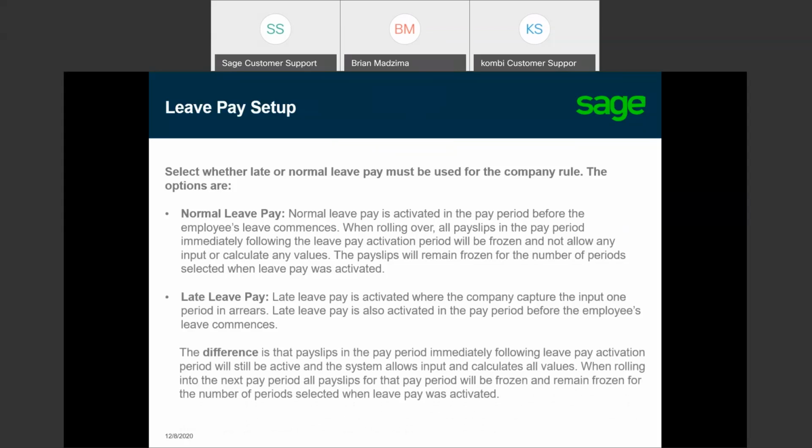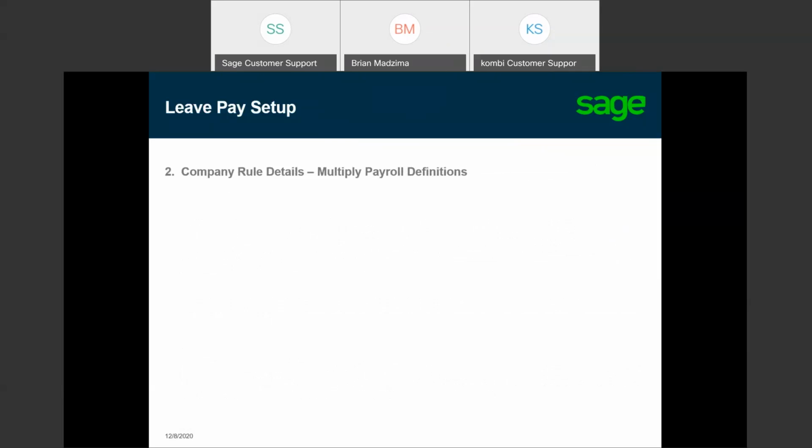So the difference is that payslips in the pay period immediately following the leave pay activation period will still be active, and the system allows input and calculates all values. When rolling into the next period, all payslips for that period will be frozen and remain frozen for the number of periods selected when leave pay was activated. So that's the difference between those two options.